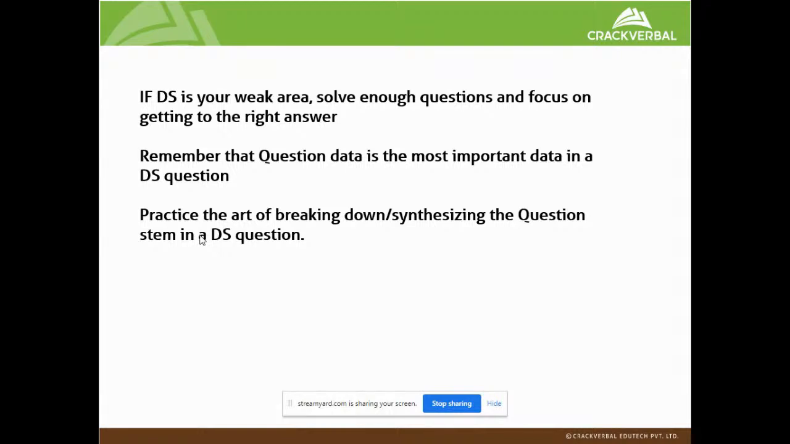And yeah, remember, question data is the most important data, right? And breaking down the question stem will help you solve that question all that faster. It'll save time. All right, people. So I hope that was useful for you. Go ahead and implement this in your preparation if you have not already done this. Whenever you see a DS question from now on, whether the question stem is short or long or maybe somewhere in the middle, try to break down the question stem, right? Try to bring it down to a simpler question.